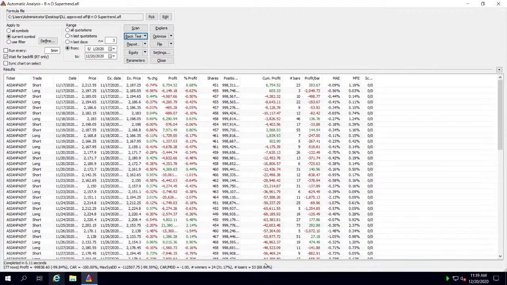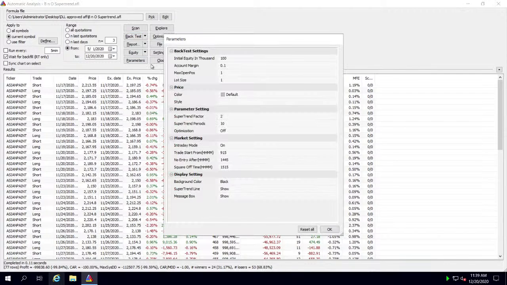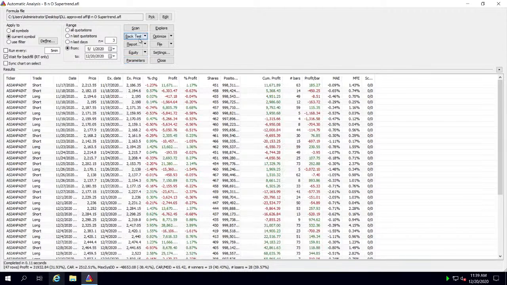Now, when you see such a bad report, you try to do some permutations. So let me first try a manual permutation. 10 and 2 is not working. Okay, maybe let us try 10 and 3 and then backtest. Well, now the results are very good.